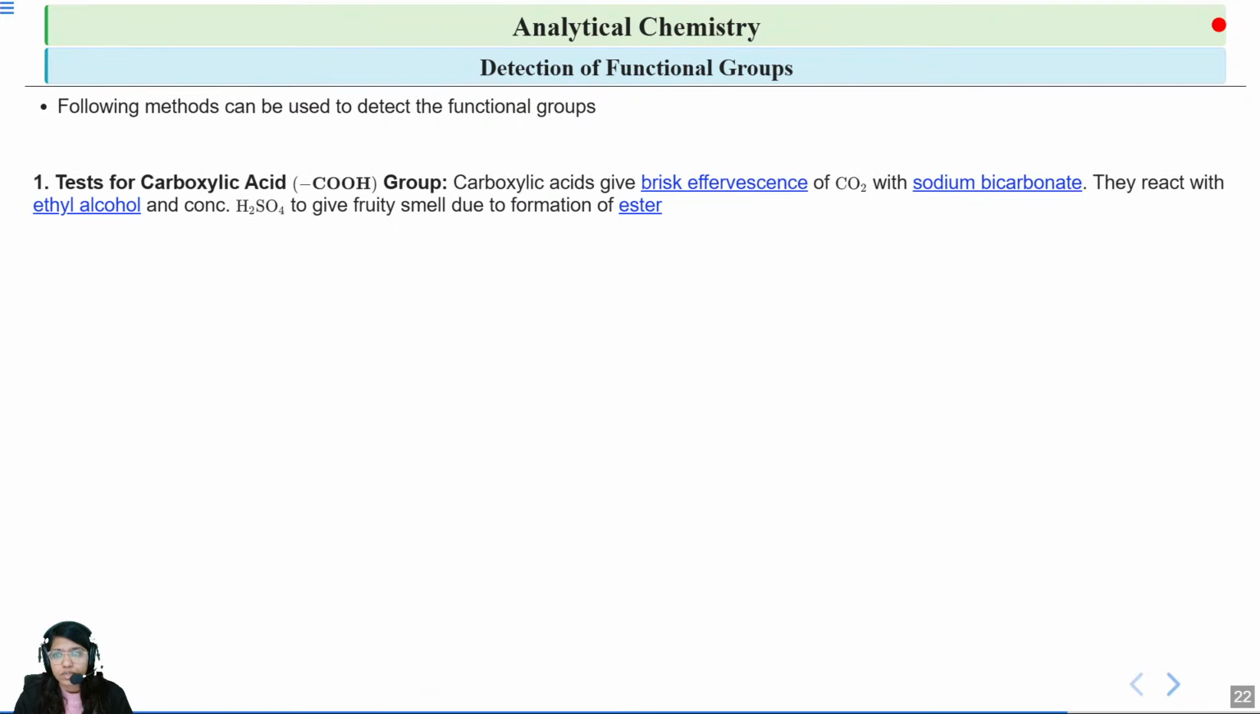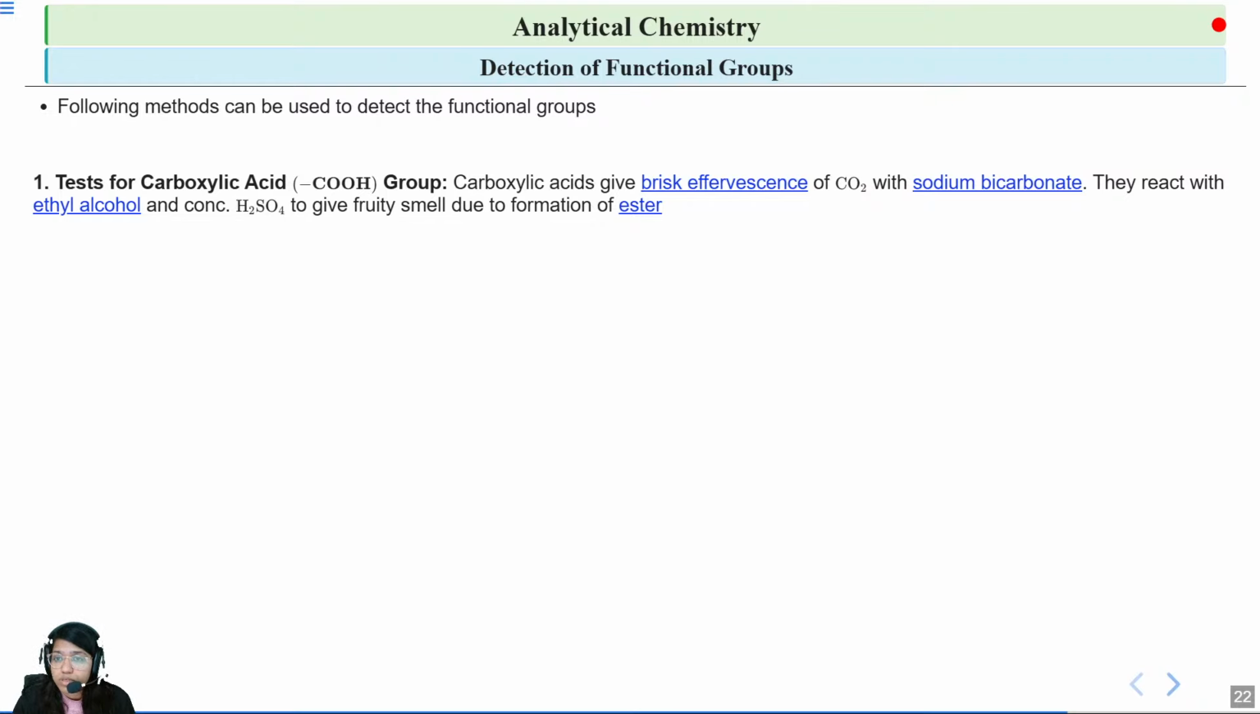So let's first see the test for the carboxylic acid group, COOH. Carboxylic acids react with sodium bicarbonate, NaHCO3, to produce brisk effervescence of carbon dioxide. Brisk effervescence means rapid, vigorous bubbling. This is a test which is used to detect these acids.